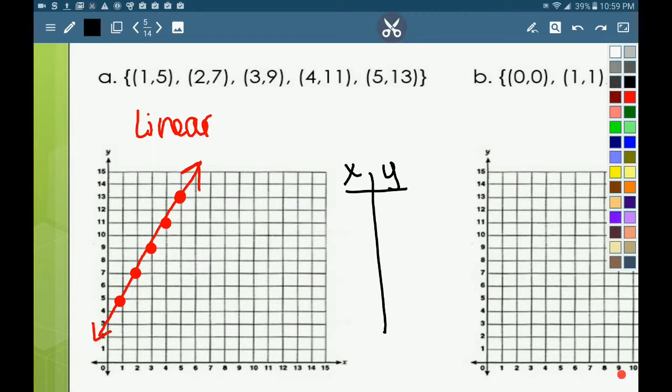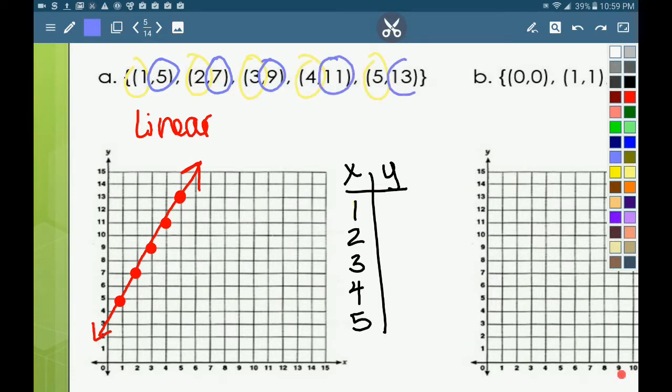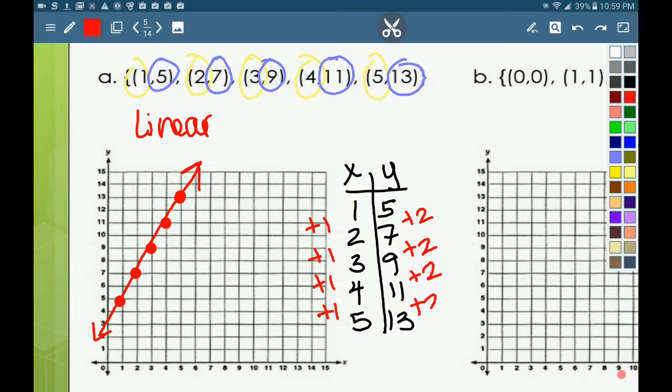So we have our inputs being 1, 2, 3, 4, and 5. And our outputs, we have our 5, 7, 9, 11, and 13. And if we calculate that rate of change, I see on the input side they are increasing by 1. And on the output side, 5 to 7 is adding 2, 7 to 9 is adding 2, 9 to 11 adding 2, and so on. So I'm seeing my rate of change is always going to be output 2 over input 1, or just 2. So since the rate of change is constant, that's just another way we've proved that this is, in fact, linear.